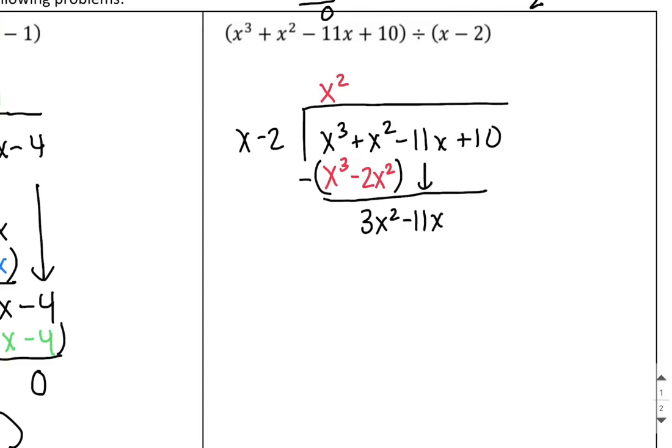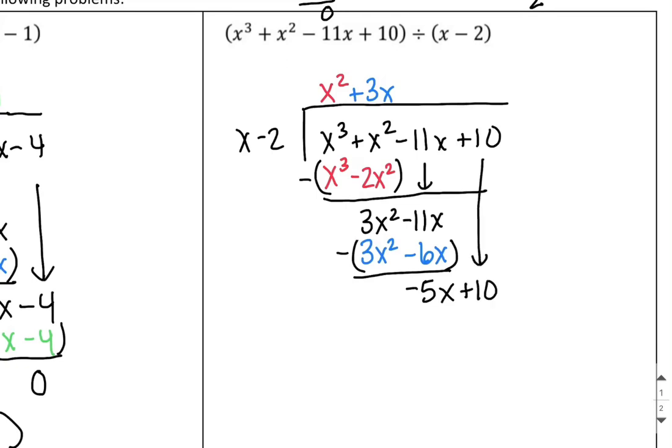I'm asking myself now, what do I have to multiply x by to get 3x squared? And I have to multiply x by 3x to get 3x squared. I'm going to distribute that 3x to both terms when I multiply, so 3x times x is 3x squared. 3x times negative 2 is negative 6x. I am subtracting that to see what I have left over. And that's going to be negative 11x minus negative 6x, which is negative 11x plus 6x, or negative 5x. I bring down that last number.